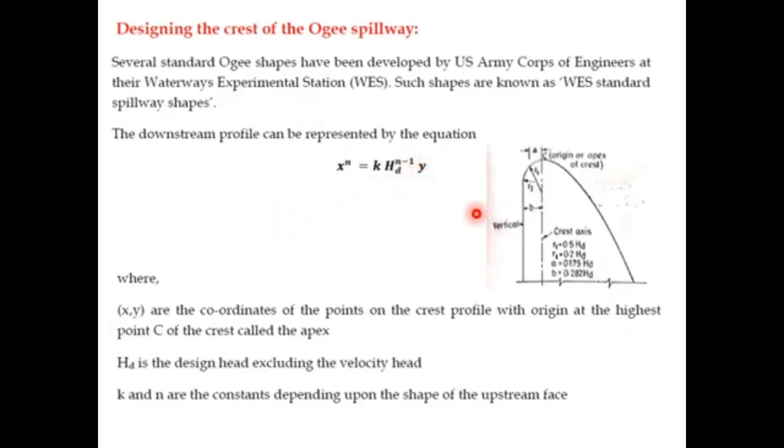Where x and y are the coordinates of the points on the crest profile with origin at the highest point C. So if this point C is the origin, this distance is y, this distance is x. These x and y are taken from the origin, and the downstream profile will follow this equation. Hd is the design head, that is the difference between the maximum reservoir level and the crest. And K and n are constants which depend upon the shape of the upstream face.